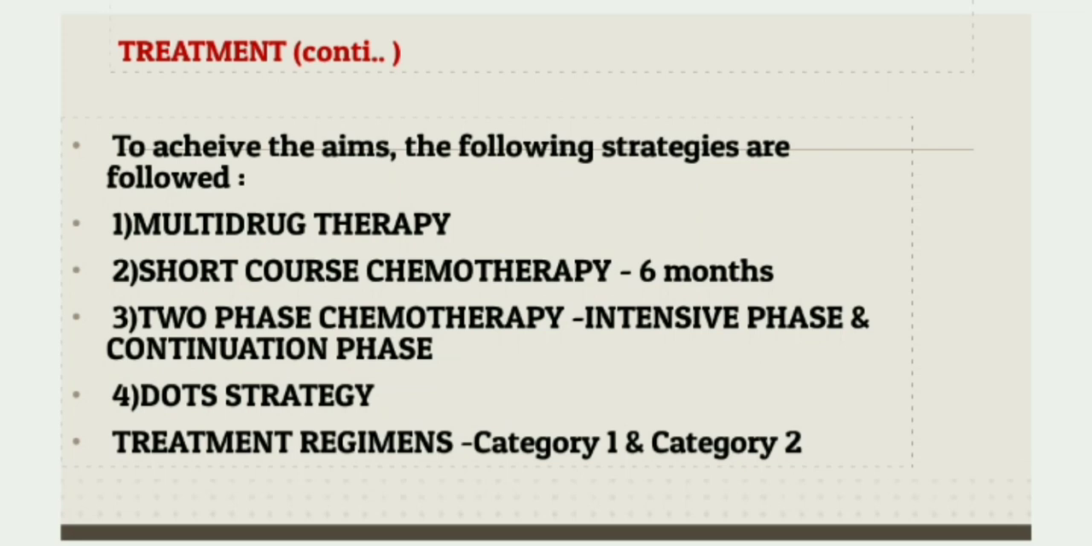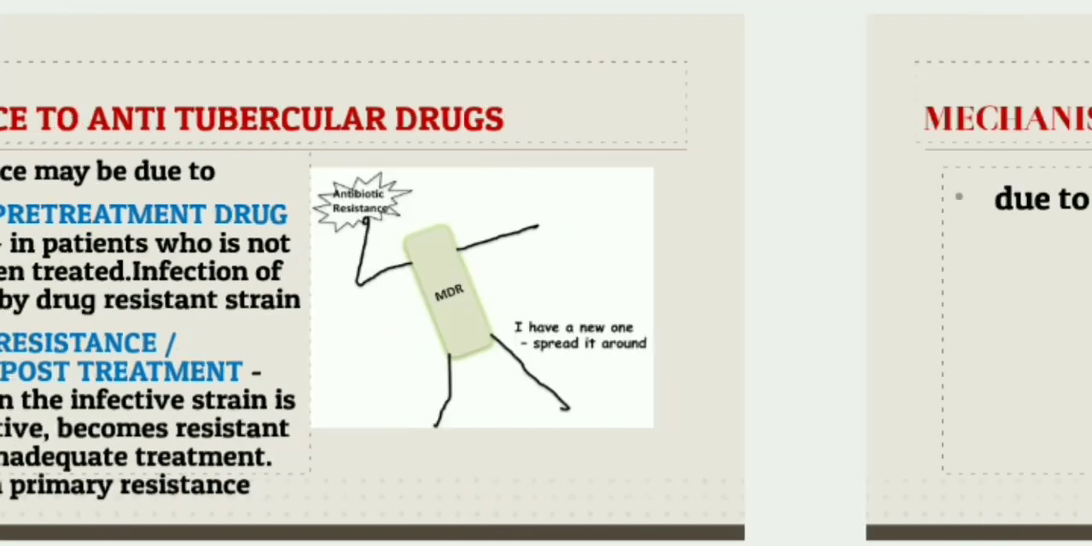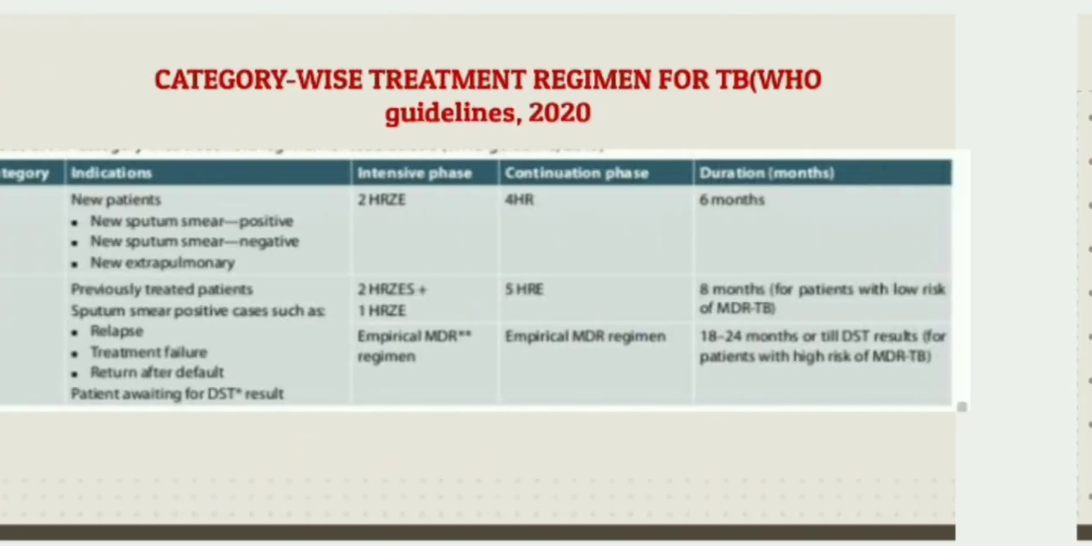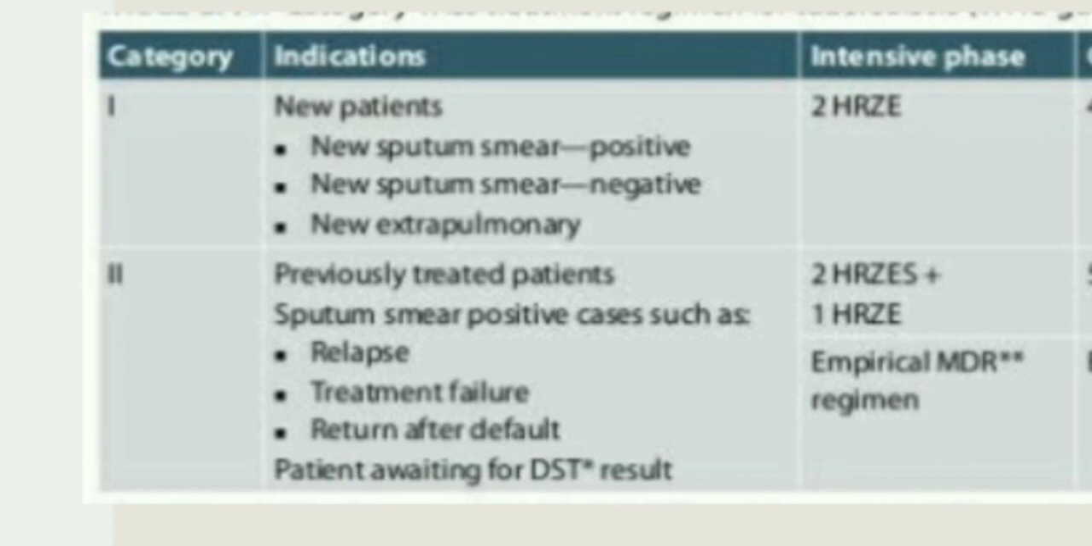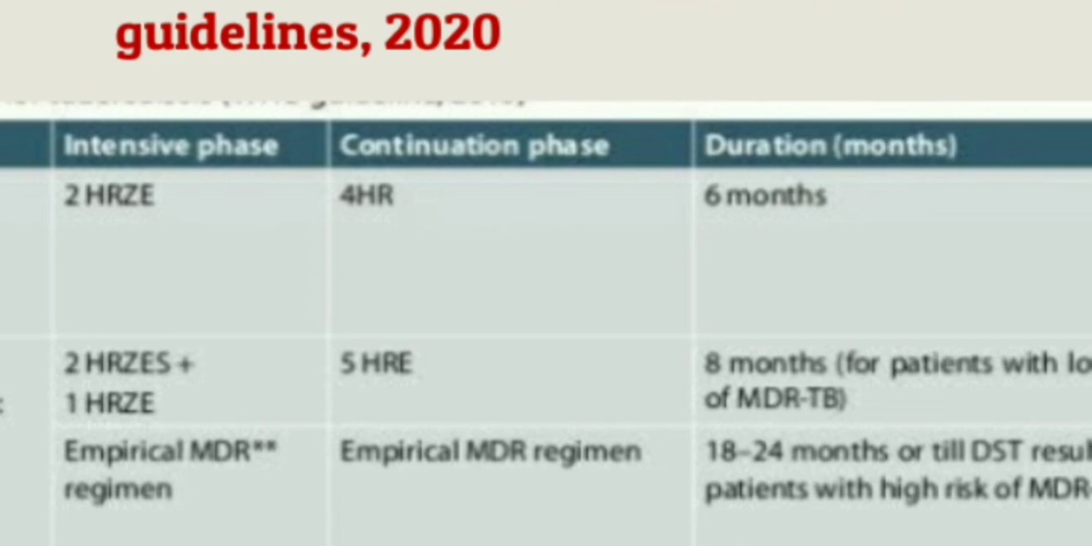Next, let's discuss the treatment regimen, which you can see over here. There are two treatment regimens, category 1 and category 2. In category 1, the new patients are treated, which means new sputum smear positive and negative patients as well as new extrapulmonary TB patients. For these new patients, the intensive phase is of 2 months duration using the drugs isoniazid, rifampin, pyrazinamide and ethambutol. After this, the treatment is continued with the continuation phase of 4 months, using the drugs isoniazid and rifampin.